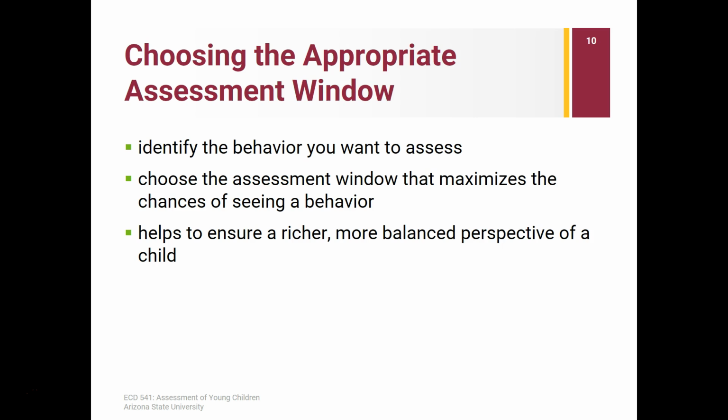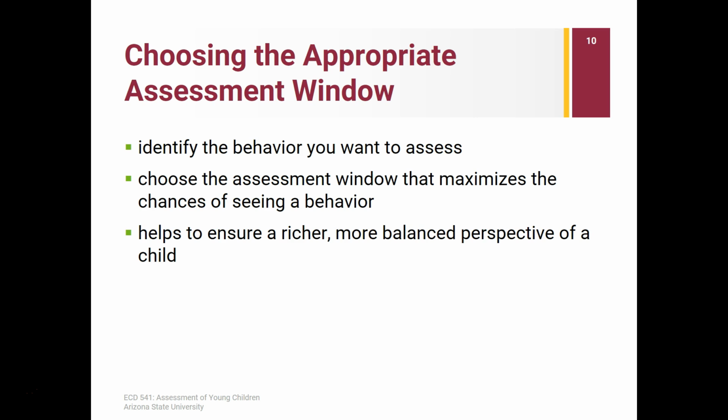How do you choose the appropriate assessment window? First, you need to identify the behavior you want to assess. This will guide your choice of source, method, and context. You should make sure to identify the behavior explicitly and be clear about what you want to learn about the behavior. Whenever possible, try to use authentic assessment measurements. You should choose the assessment window that maximizes the chances of seeing a behavior. For example, using the playground supervisor to help you assess the gross motor movement of a student makes more sense than asking the reading specialist.